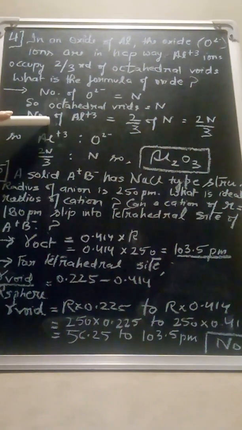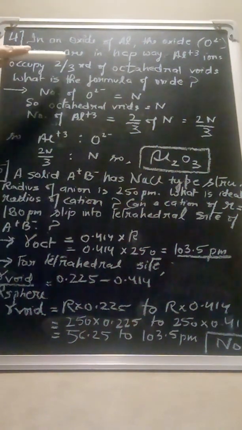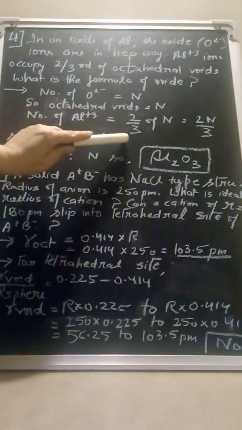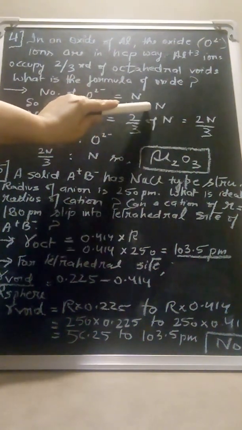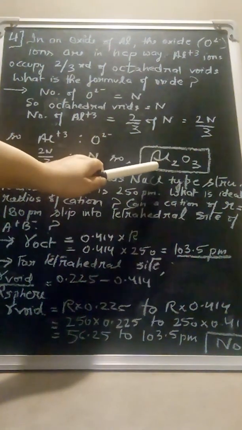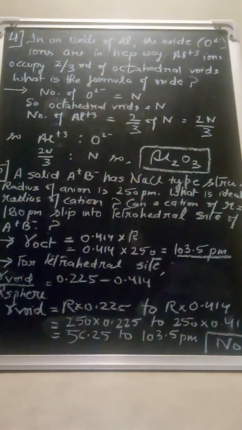And how many are the aluminium ions? Aluminium ions occupy 2/3 of octahedral voids, so aluminium ions are 2/3 of n, that makes it 2n by 3. So what is the ratio of aluminium to oxide? Number of aluminium ions is 2n by 3 and oxide ions are n. When you solve it out, what do you get? Al2O3. So the formula of the oxide is Al2O3.